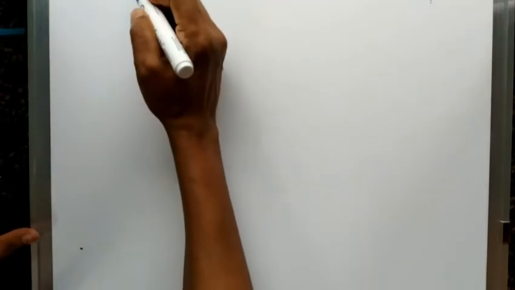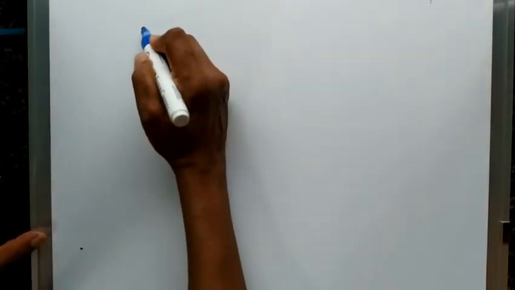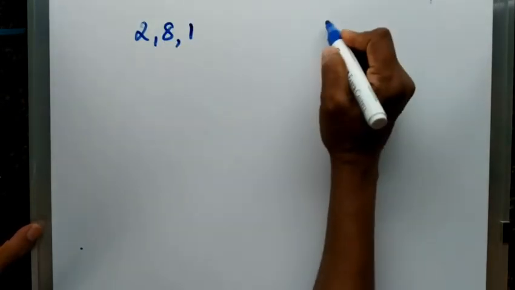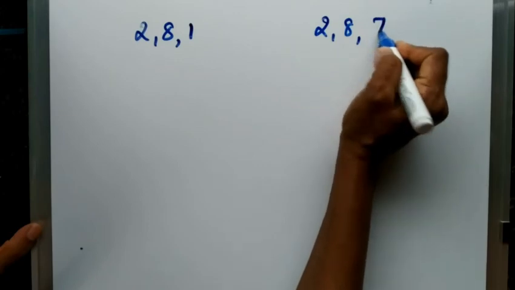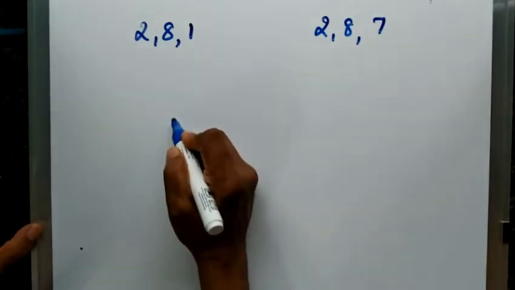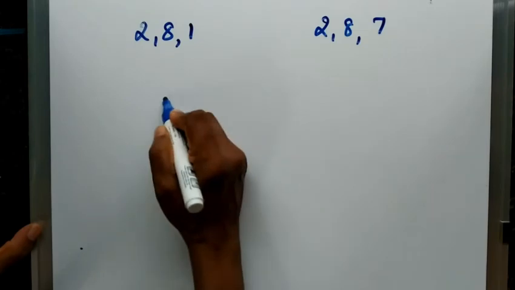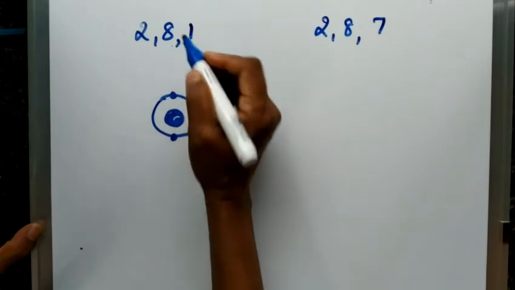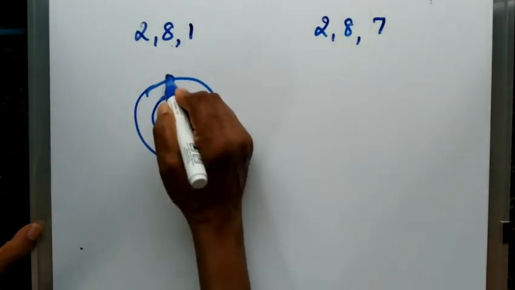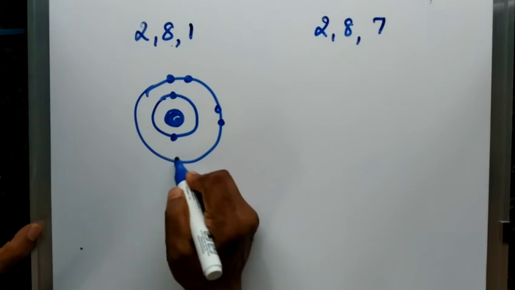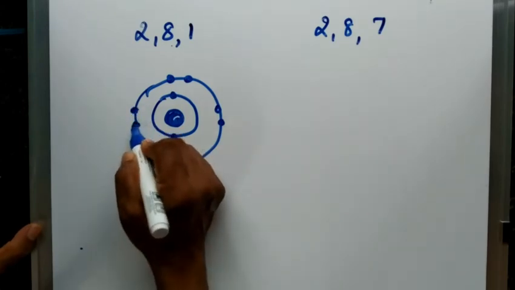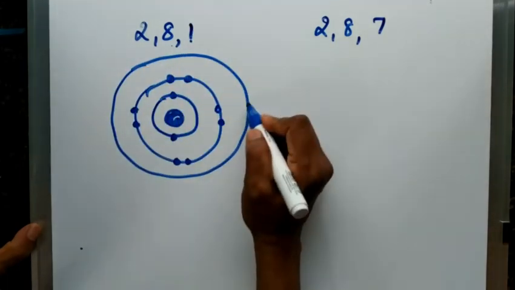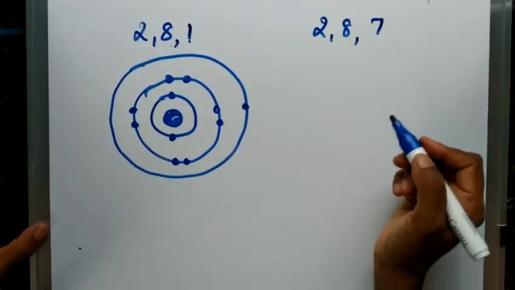Now, if you look at the diagram of sodium atom, that is 2, 8, 1, and for chlorine atom 2, 8, 7. This is the nucleus. You have the first shell, 2 electrons. You have the second shell. There are 8 electrons. 2, 4, 5, 6, 7 and 8. And the third shell where you have 1 electron in the outermost shell. That is the valence electron.